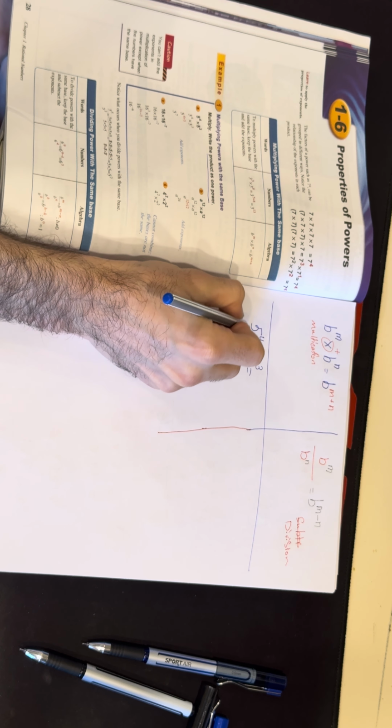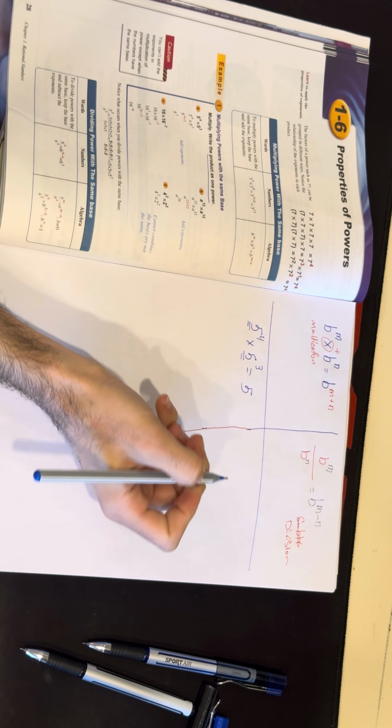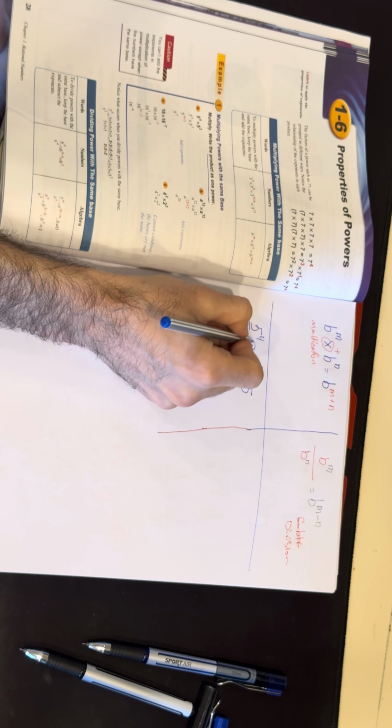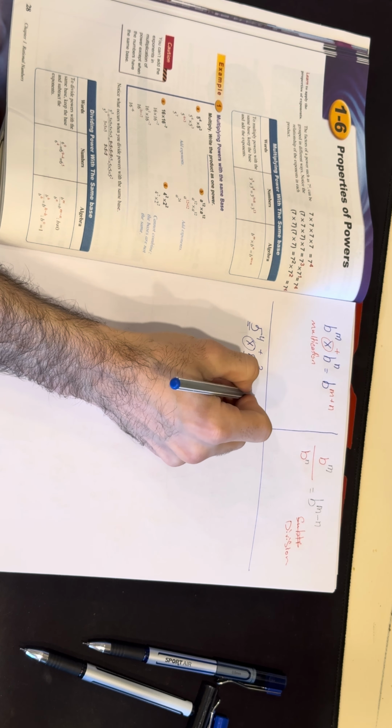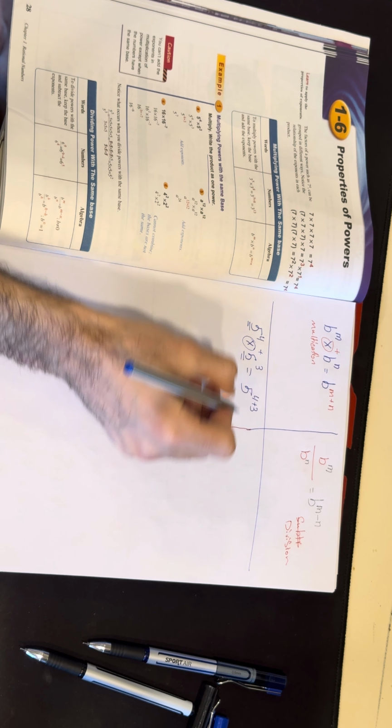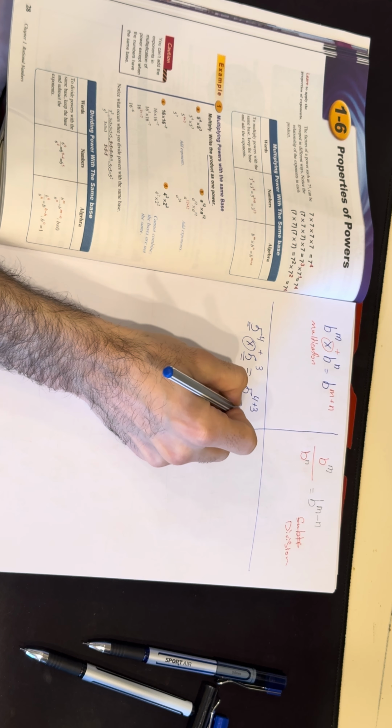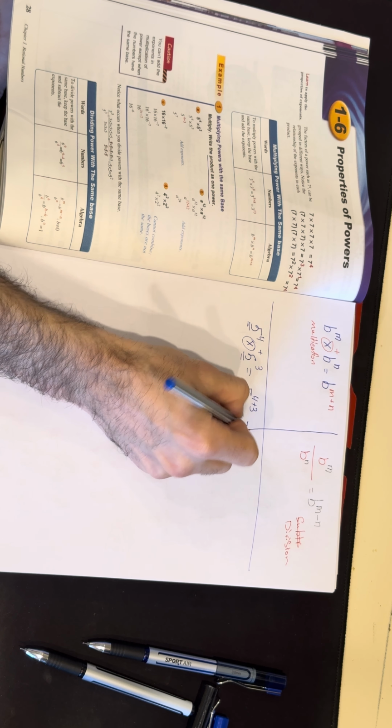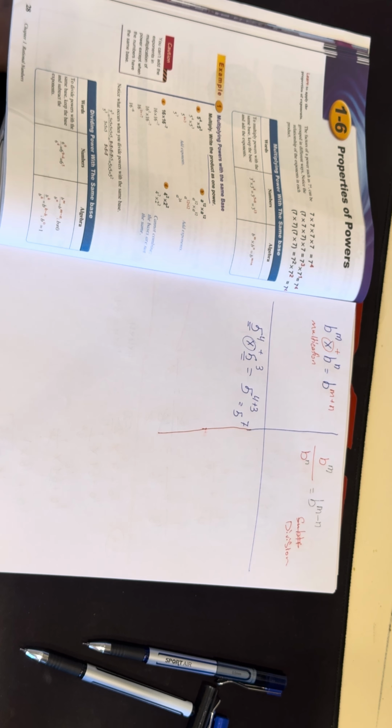Do I have the same base? Yes. So I'm going to keep the 5. Then because it's multiplication, I'm going to plus the power. So it will be 4 plus 3, and the final answer will be 5 power 7. That's how you're going to solve this one.